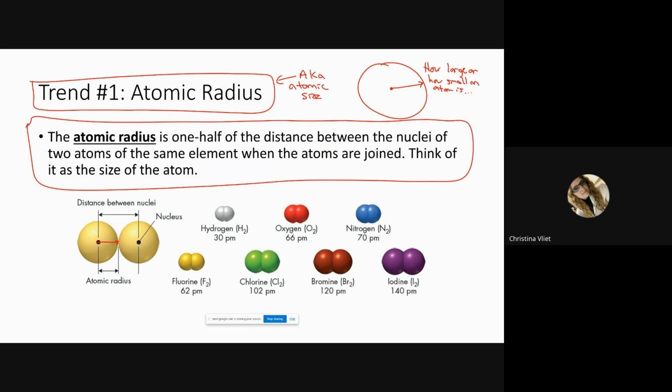And it can also be defined as the distance between the nucleus and the outermost energy level, the furthest electron, or the valence electron. So it can also be thought of as the distance between the nucleus and outermost energy level for that element.